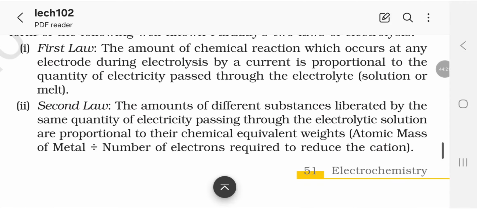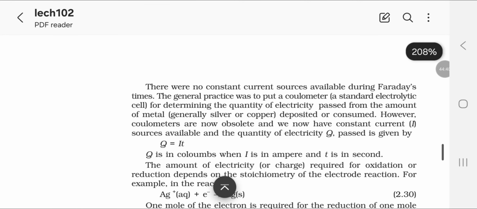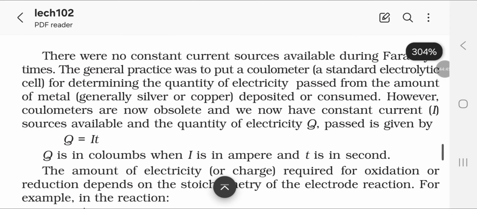Second law: The amounts of different substances liberated by the same quantity of electricity passing through the electrolytic solution are proportional to their chemical equivalent weights, that is, atomic mass of the metal divided by the number of electrons required to reduce the cation. There was no constant current available during Faraday's time. The general practice was to put a coulometer, a standard electrolytic cell, for determining the quantity of electricity passed from the amount of metal, generally silver or copper, deposited or consumed.